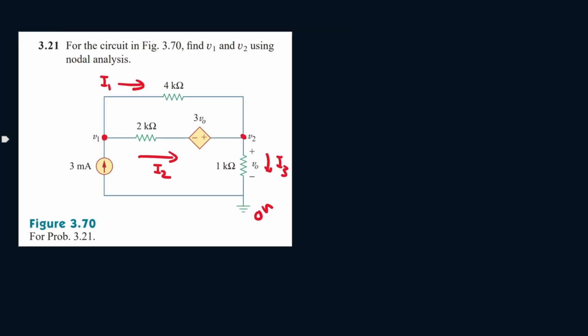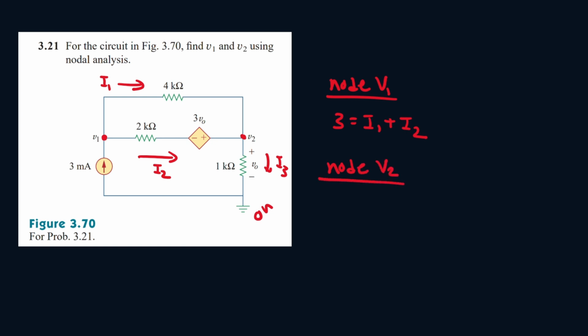So let's write the node equation for V1. So it's 3 amps. And it will be equal to I1 plus I2. Then we have node V2. And it's I1 plus I2. And this will be equal to I3.